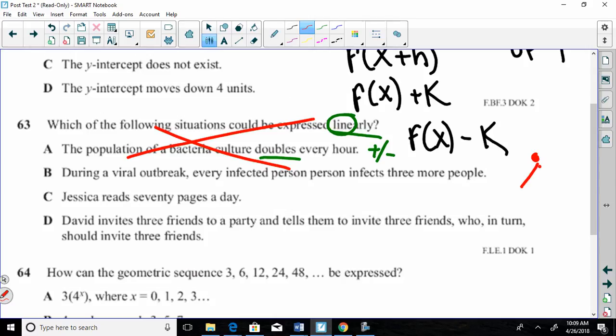During a viral outbreak, every infected person infects 3 more people. So if here's my infected person, they infect 3 people, then they infect 3 people. Is that linear? No. That's exponential.